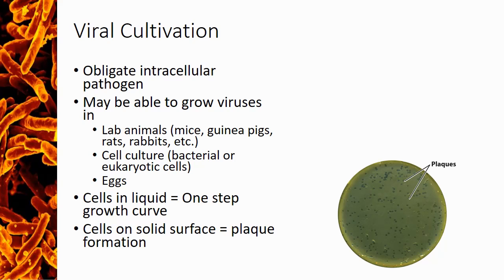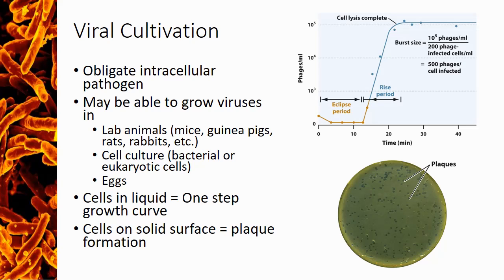If you're growing viruses in a liquid cell culture, you'll see what we call a one-step growth curve. You'll notice that the initial number of virus particles actually drops down a little bit and then remains there for some time. This is called the eclipse period. It's during this time that the virus have attached to the cells, entered the cytoplasm, which is why you get the slight drop in number, and now they're going through the gene expression and assembly steps of their replication.